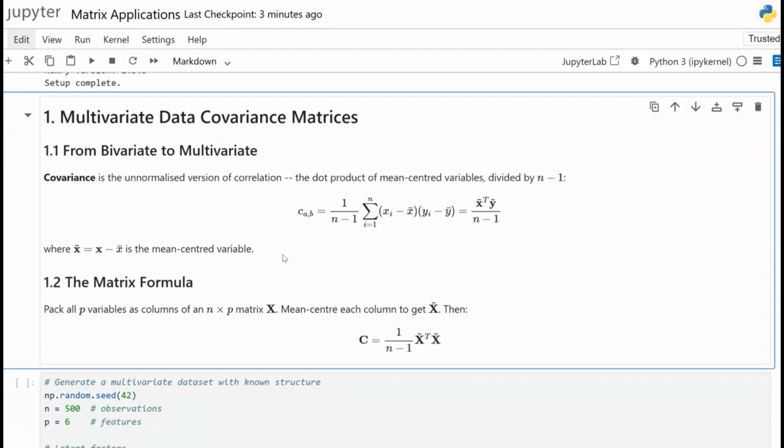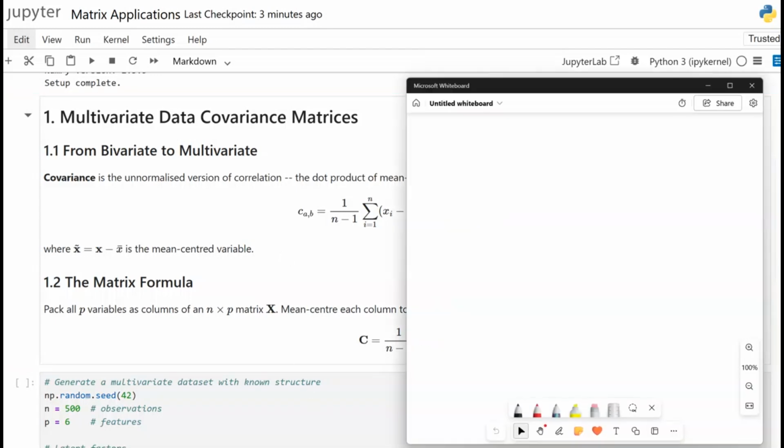Okay, so we are going to start with the multivariate data covariance matrix, going from bivariate to multivariate. Dear friends, previously we computed the Pearson correlation between two variables using the dot product of mean centered vectors normalized by their norms. With p variables, we need all pairwise correlations. And kindly observe, the pairwise correlation would always be a P into P matrix. Rather than looping over pairs, matrix multiplication computes everything at once.